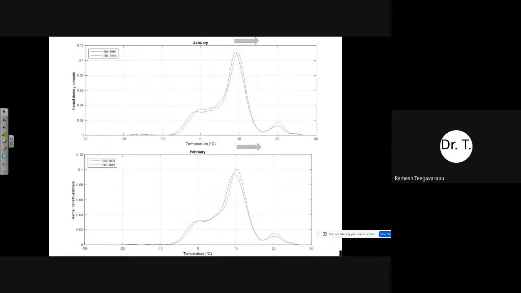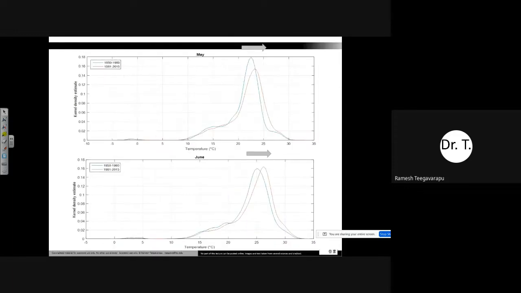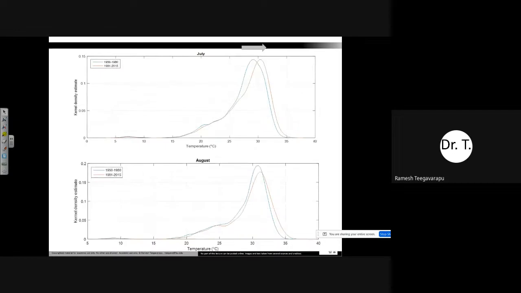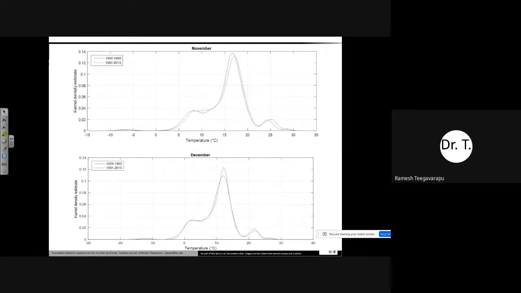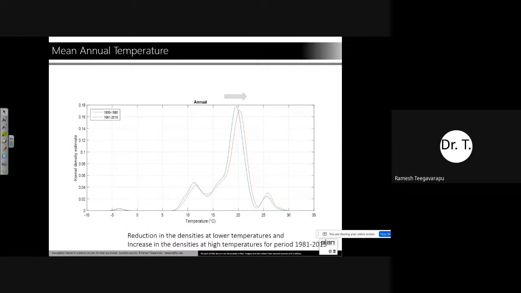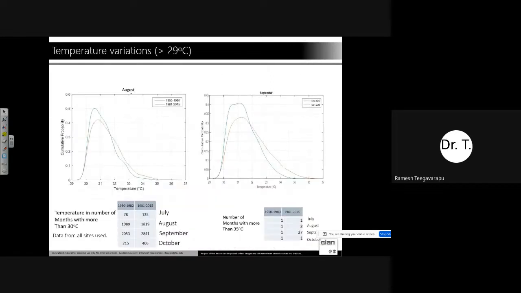For temperature increases, I split the data into two 30-year intervals, and you can see that things are increasing as we progress into different months. So temperature increases are very important for Japan, for all agricultural production in Japan, very sensitive to the rice quality. They produce their own rice. And you can see that higher temperatures are happening in all the months. And you can see that the mean annual temperature is going up.